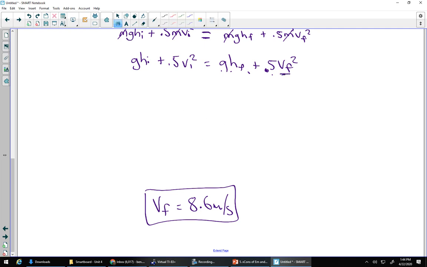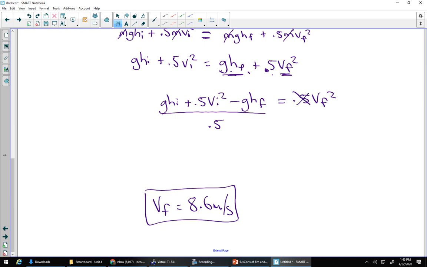So in this case, we're looking for VF. Maybe I want to rearrange first. So I see that I am adding this entire term, GHF, so I might want to subtract that. So I've got G times HI plus 0.5 VI squared minus GHF is going to be equal to 0.5 VF squared. Cool. Still looking for VF. I can't really deal with the exponent until I deal with the 0.5, so I'm going to divide both sides of the equation by 0.5.